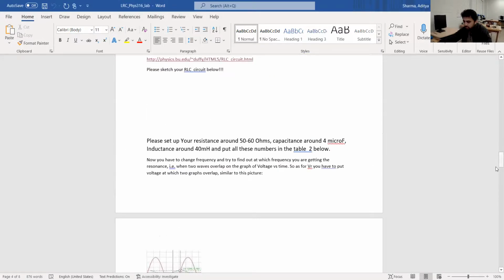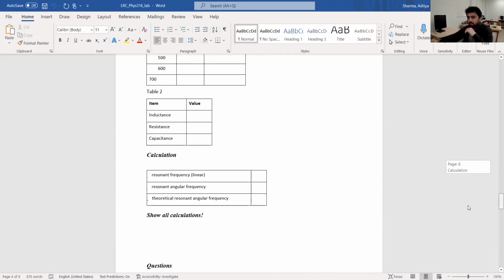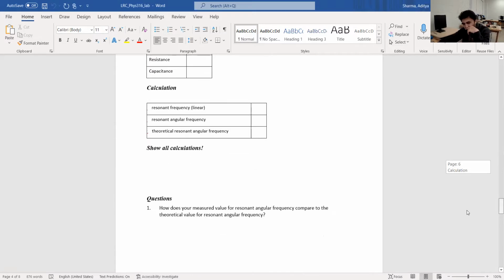Okay, it says put all these numbers in table 2. So, well, if they've already given you that, that does not make much sense, but okay. Calculation, then you can calculate resonant frequency, resonant angular frequency, and compare it to what you get with the equation. Is that clear? It's a bit confusing, but I think it's okay now.